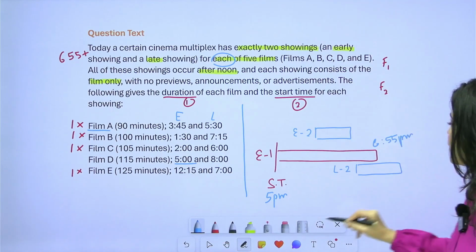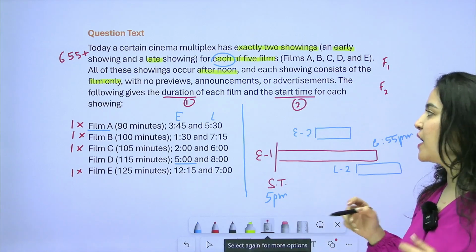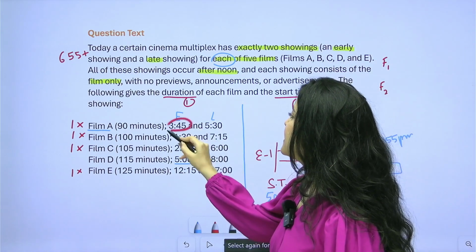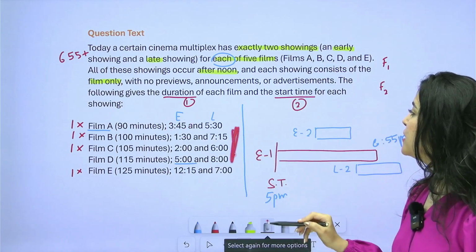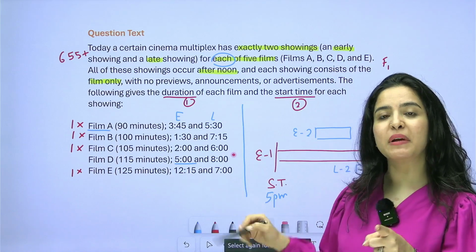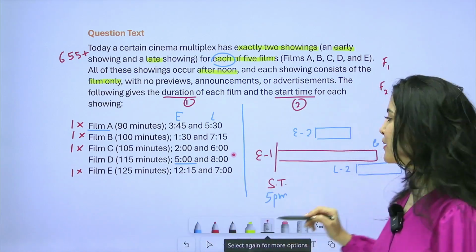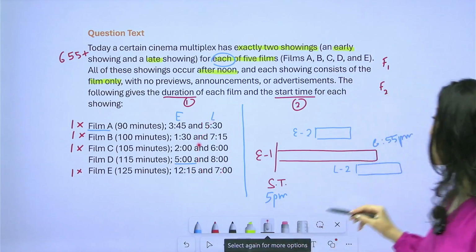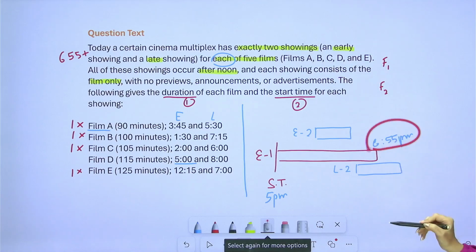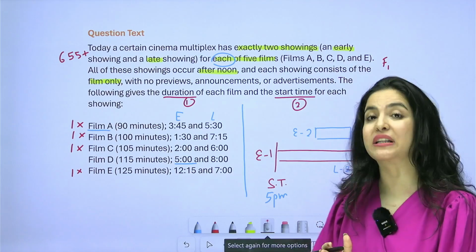Now, let's look at the early and the late shows of the other guys. So if this one I see starts at 3:45, it'll start here before the early show, and my only problem will be if it ends before the early show only, right? And also, do I need to check all of them? No, I only need to check the ones where this 6:55 thing definitely cuts with a late show.